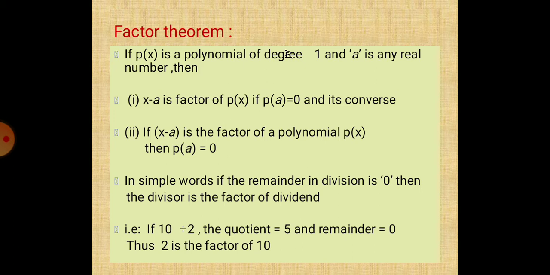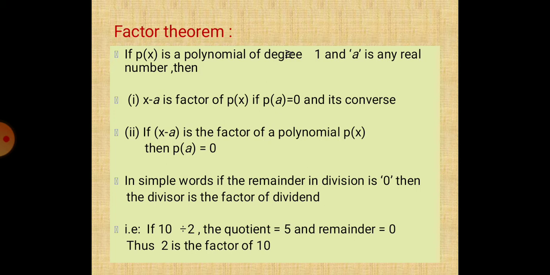Similarly, we can say the converse. Converse means we say it in the reverse manner. Here we said if p of a is 0, then x minus a is the factor. And in the reverse order, if x minus a is the factor of the polynomial, then p of a is 0. Both are in the reverse manner. First time we said that when the remainder is 0, the divisor is the factor of the dividend. If the divisor is the factor of the dividend, then the remainder is 0.